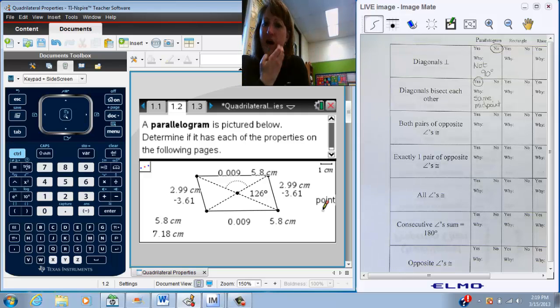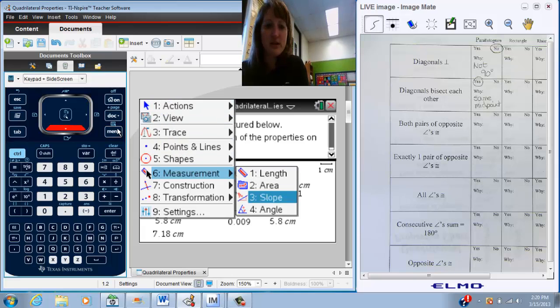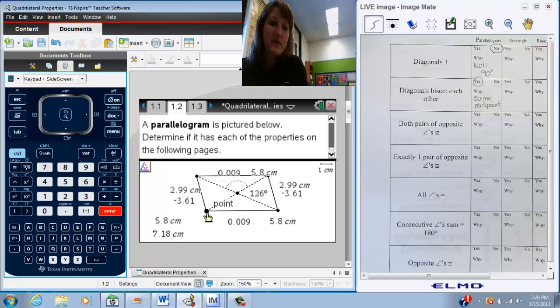All right? Okay, next one. Both pairs of opposite angles are equal. For this one, what I'm going to do is actually measure the angles. So I'm going to go into Menu and Measure Angle. Now, at this point, you may have a ton of measurements on your paper. If you want to move them off to the side so that things aren't messy, you can do that.